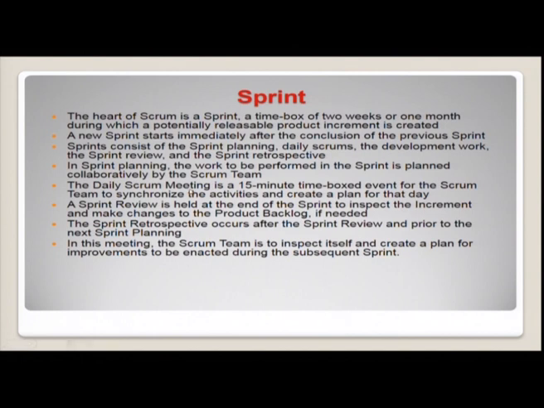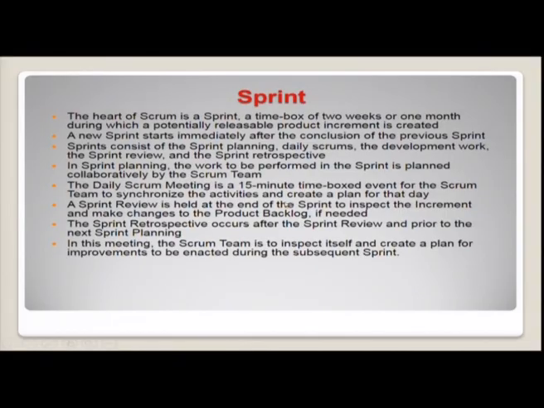In sprint planning, the work to be performed in the sprint is planned collaboratively by the scrum team. What is to be done today, how we are going to do it, how many hours you are going to work. All those things will be addressed in the sprint planning. The daily scrum meeting is a 15-minute time-boxed event for the scrum team to synchronize the activities and create a plan for the day.